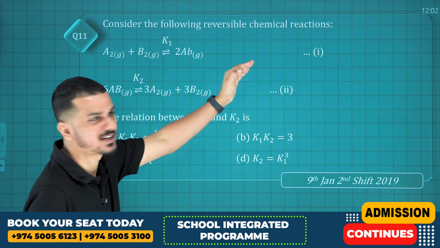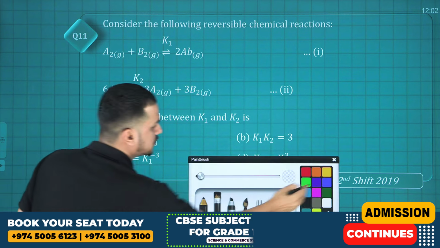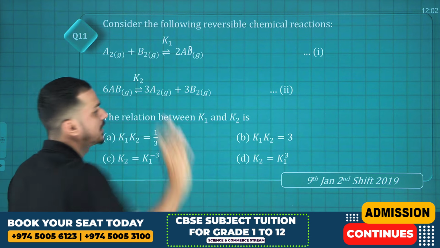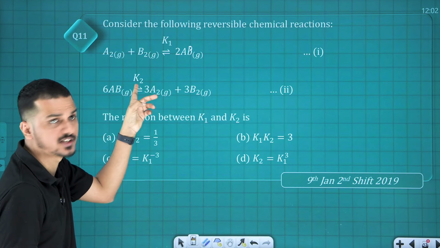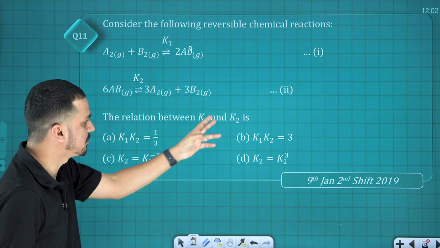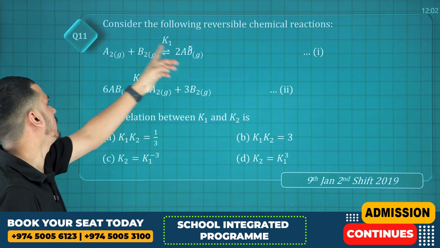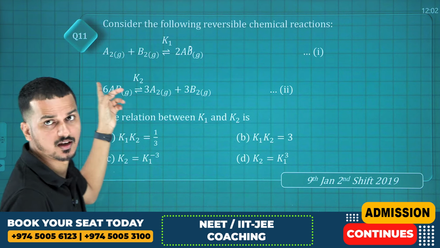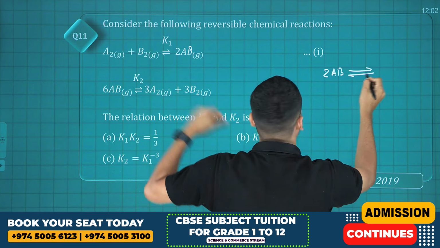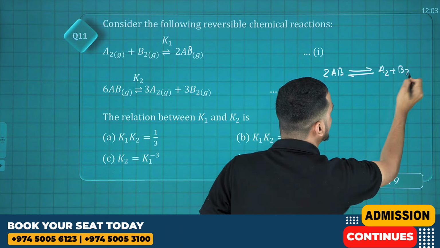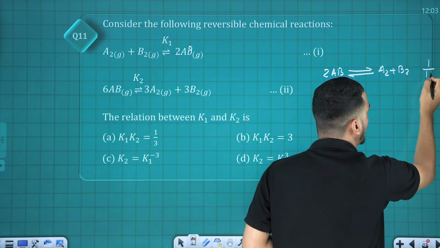Consider the following reversible chemical reaction. They are given a chemical reaction A2 plus B2 reversibly gives 2AB. This is the first reaction. Its equilibrium constant is given as K1. And the second reaction is 6AB reversibly gives 3A2 plus 3B2. Its equilibrium constant is K2. Now they are asking the relationship between K1 and K2. So what's the idea? This is K1. First of all, I want to reverse this one. If I reverse that, 2AB reversibly gives A2 plus B2. Whenever I reverse this, its equilibrium constant becomes the reciprocal. So it becomes 1 by K1.